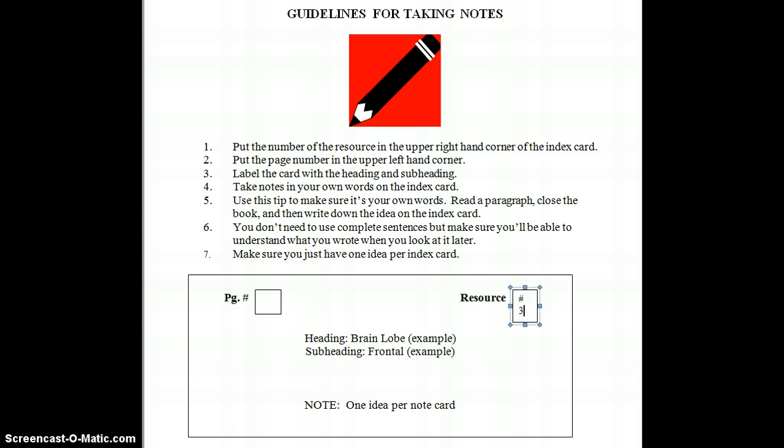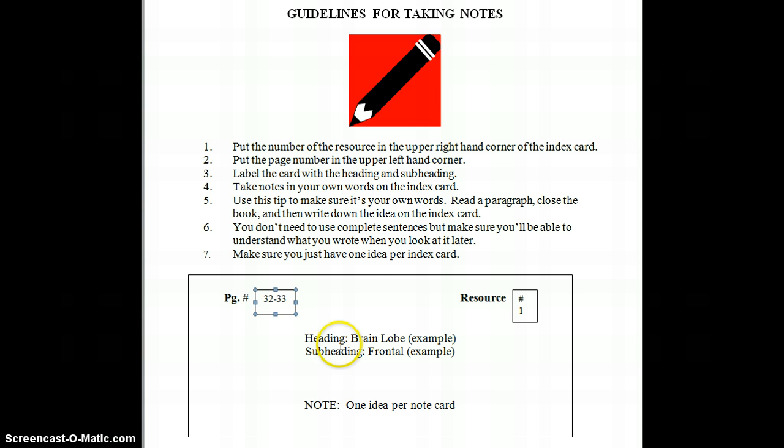The first step is to put the resource on the right-hand side. A good way to remember that is resource, right-hand side. So if a student has 5 resources, they will number them 1, 2, 3, 4, 5. If we're working with book 1, then we put a 1 on the right side and the page number on the left side. So if we got our information on page 32 and 33, we would put that on the left side.